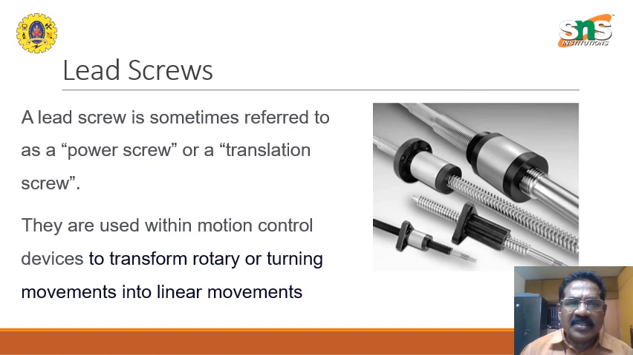The lead screw is sometimes referred to as the power screw or a translation screw. We have seen this in the drawing here. They are used within motion control devices to transform rotary or turning movements into linear movements. From a rotary movement to a sliding movement, or a linear movement, is what the lead screws are generally used for.